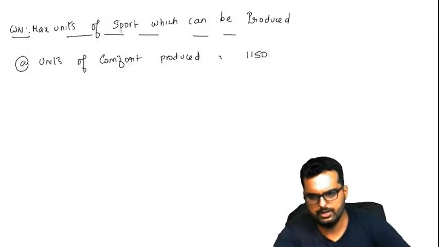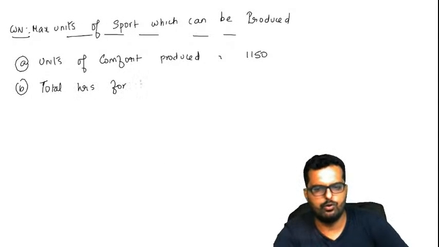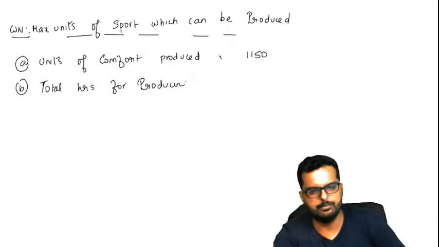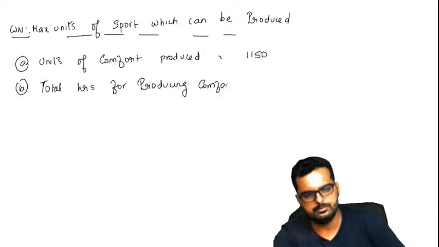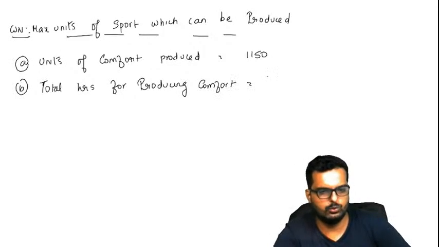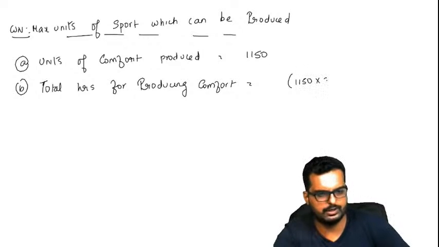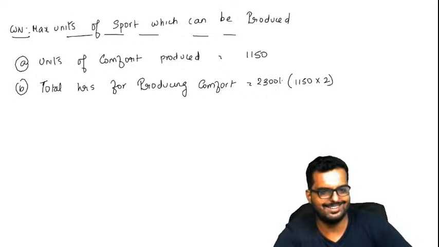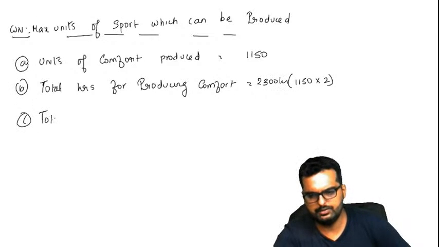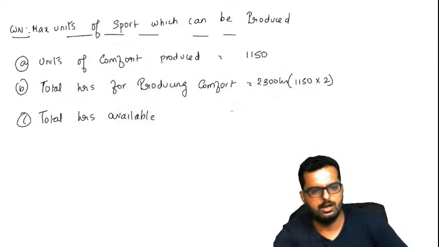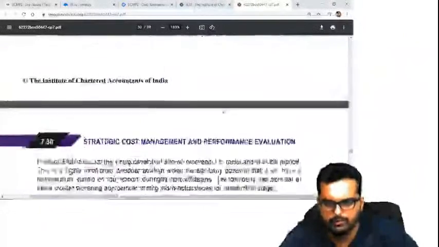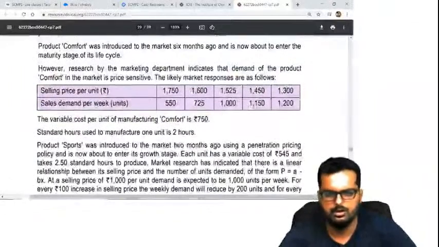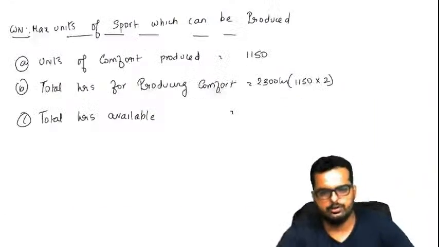Am I right? Okay. Point number B, total hours for producing comfort. Is that 2 hours per unit? Have they told it? So it is 1150 into 2. Do you get the answer as 2300 hours? Point number C would be what? Total hours available. Now tell me, what is the total number of hours available in the question? 3,500 hours.